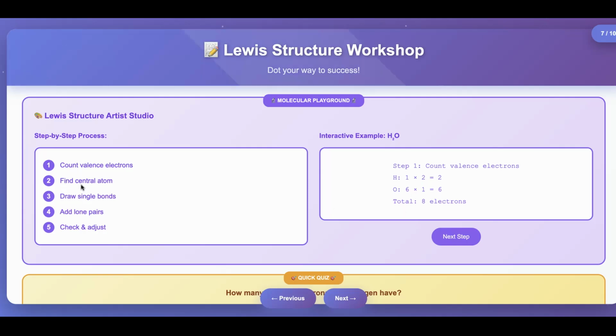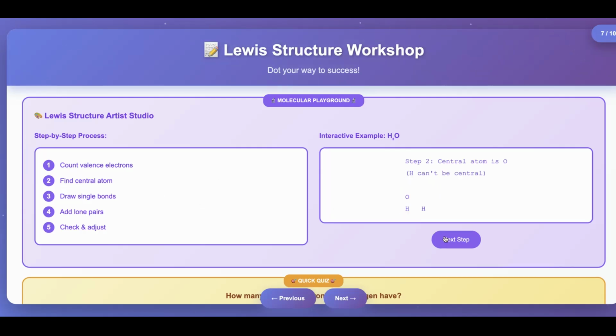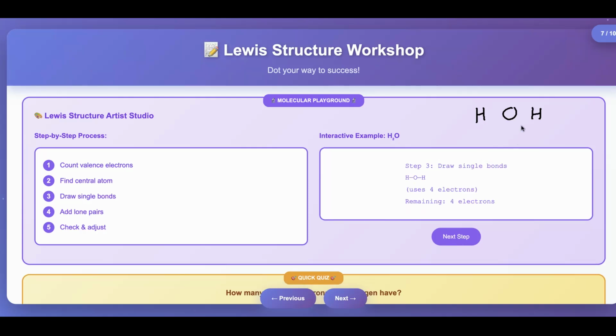The second step is to find the central atom. Which atom is in the center and which is peripheral? The central atom is oxygen. The hydrogen cannot be central. You have one atom only of oxygen and 2 hydrogens, so it's impossible for the hydrogen to be in the middle. Oxygen has to be the central atom and 2 hydrogens on the sides. The next step is to draw single bonds at least between them. So draw a single bond between this hydrogen and oxygen and a single bond between this hydrogen and oxygen. Now at least you have one bond.